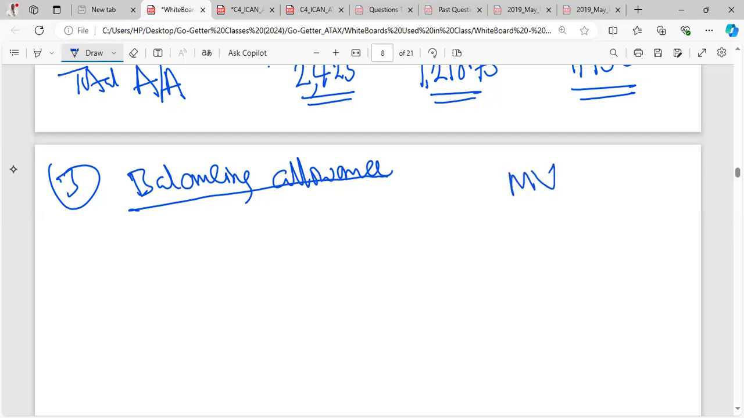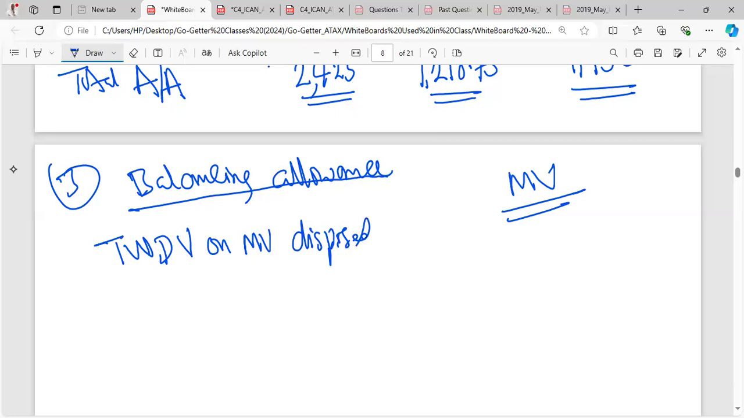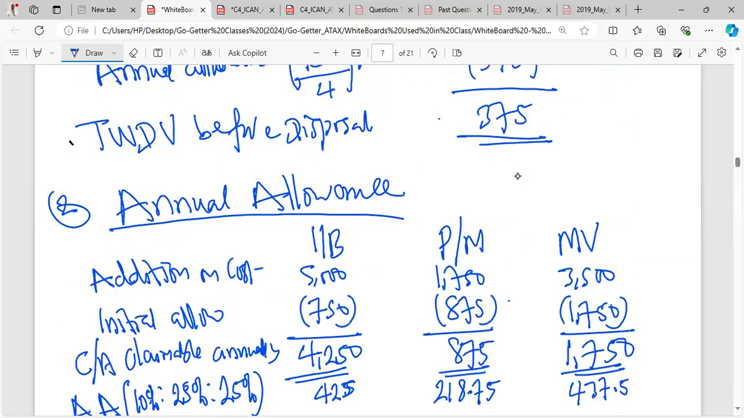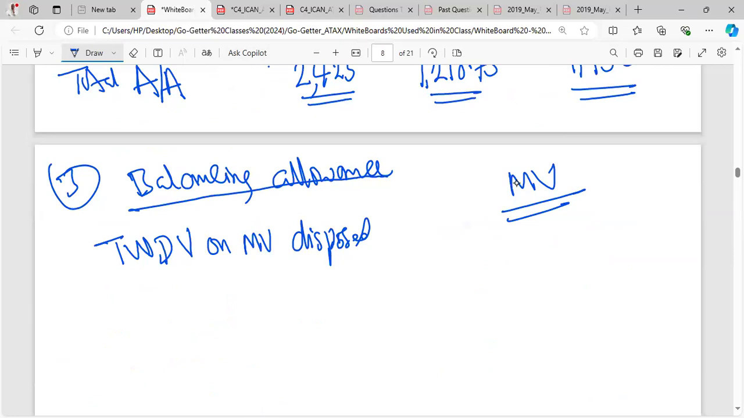So this is for motor vehicle. The first thing to do is tax written down value on motor vehicle disposed. So what was the tax written down value? I know the figure, 375. What it means is that if you had not disposed of this, you would be getting 375 for the next 2 years. So you will now say cash received on disposal.